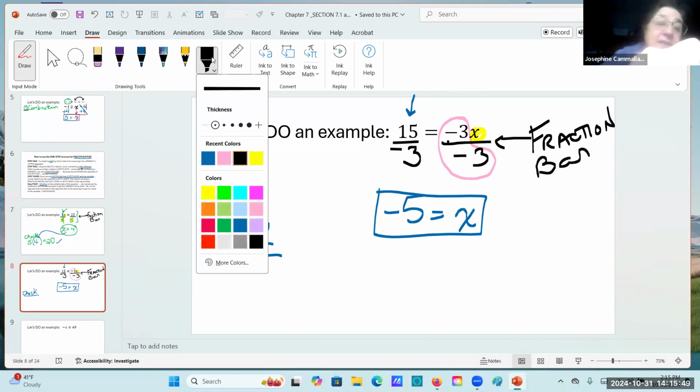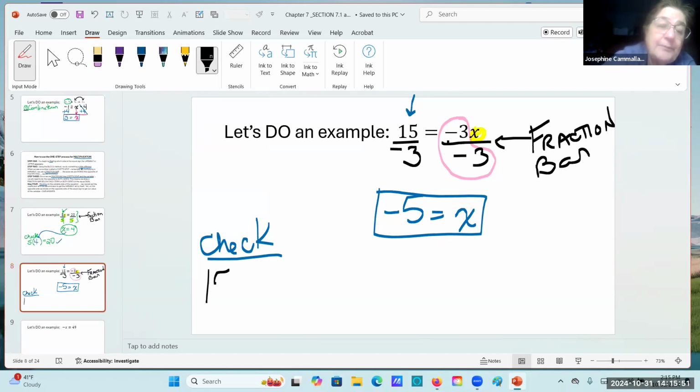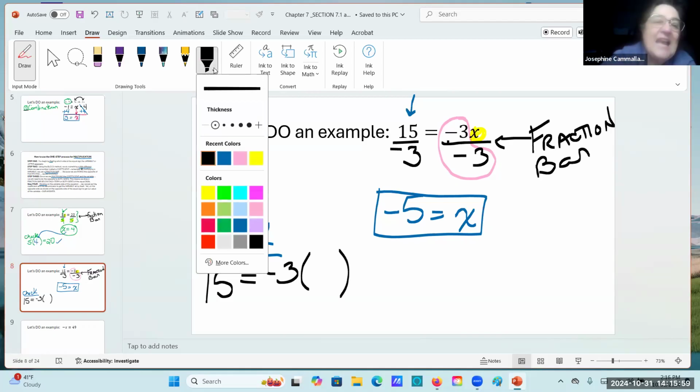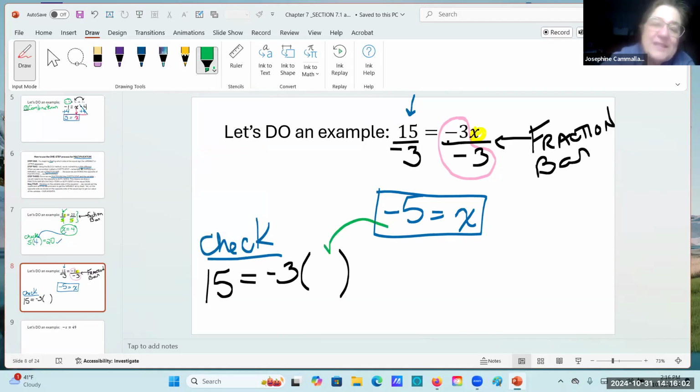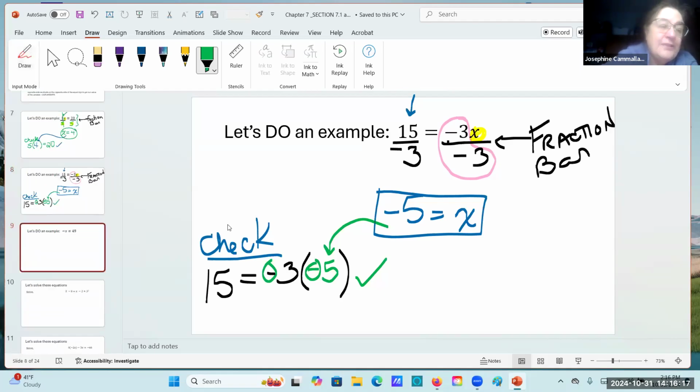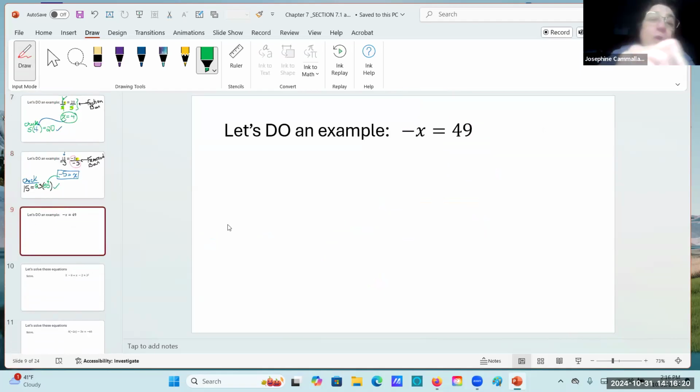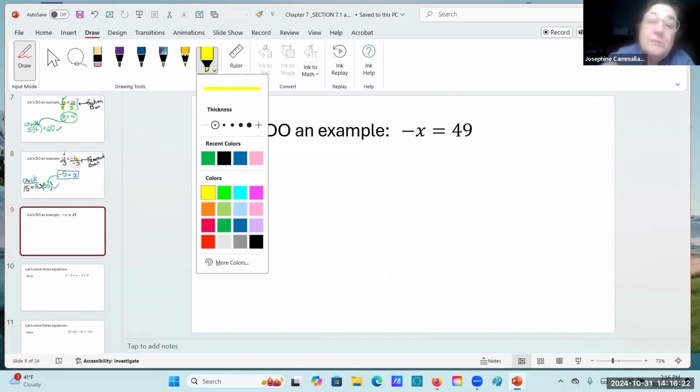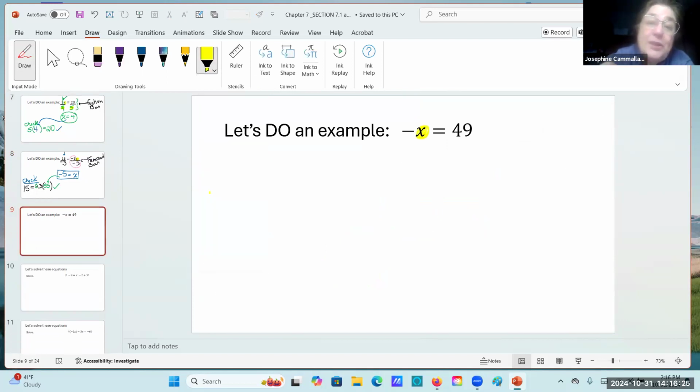Now, this means I would write 15 equals, now -3 is getting a parentheses behind it, and in that parentheses I'm putting -5. A negative times a negative gives me a positive 15. It checks out.